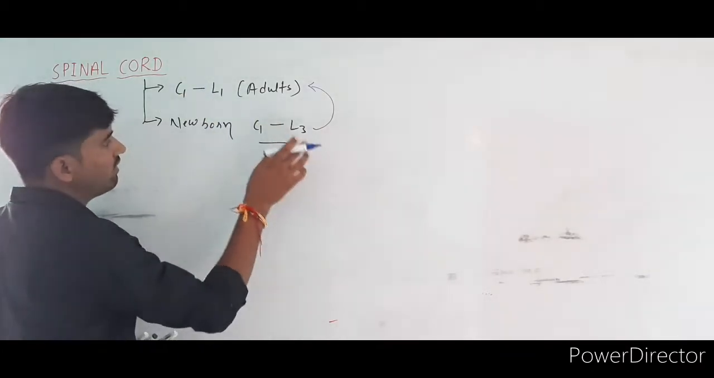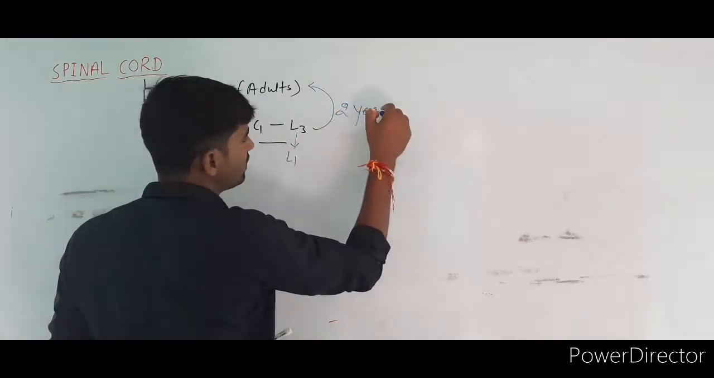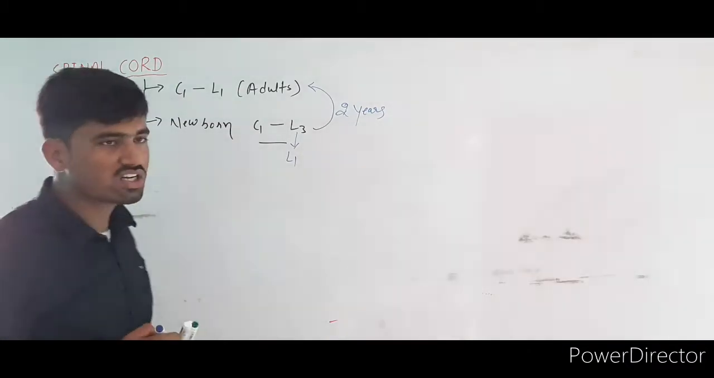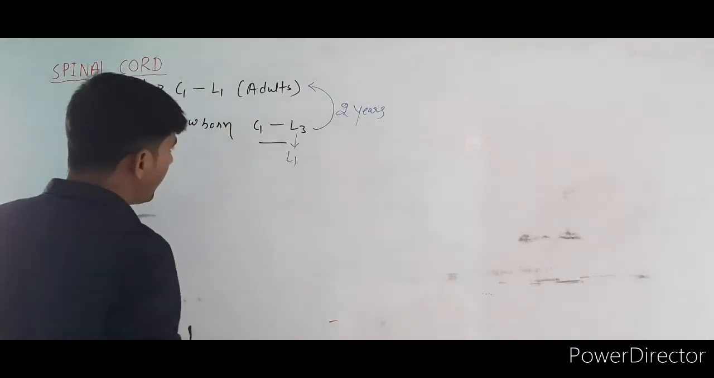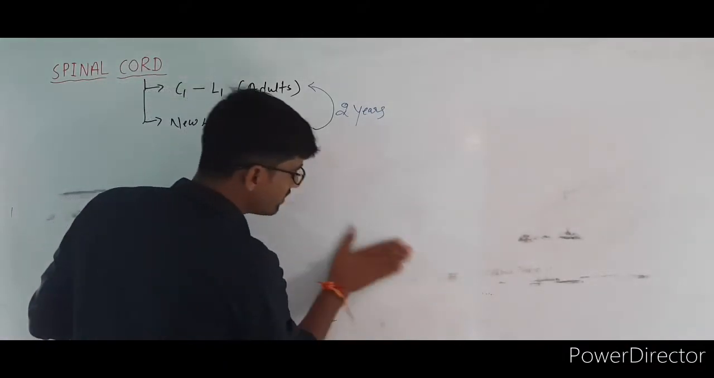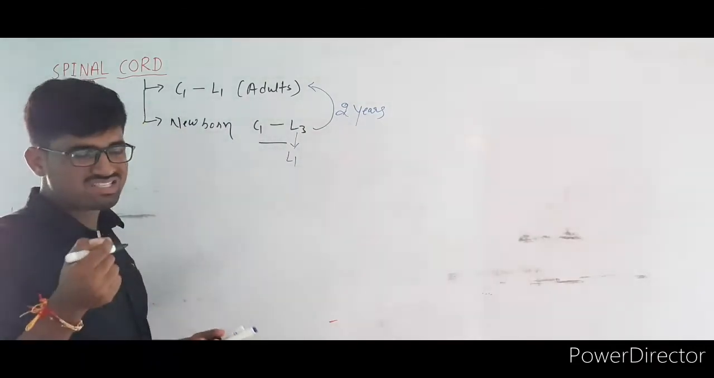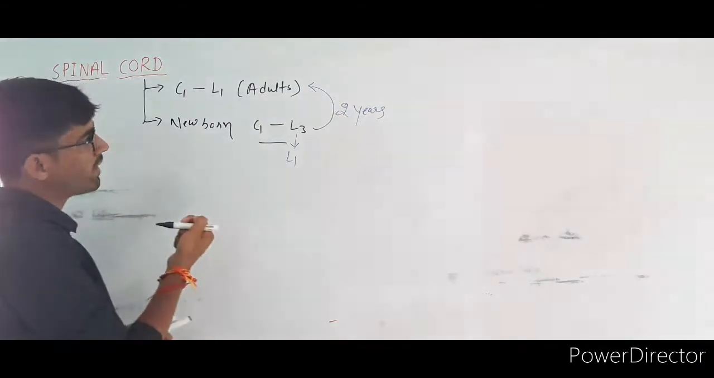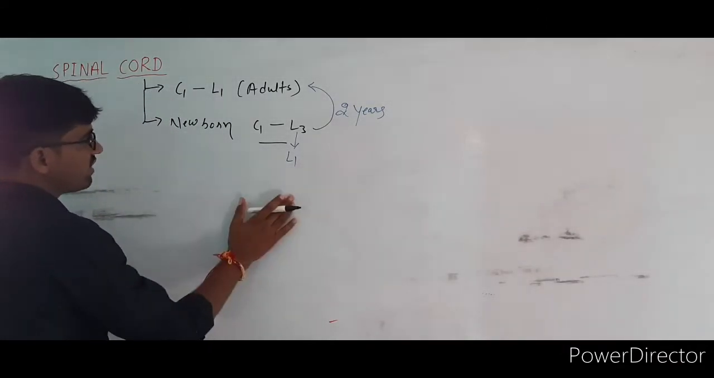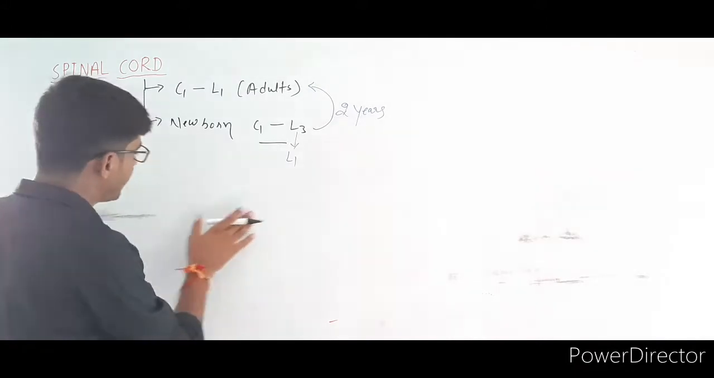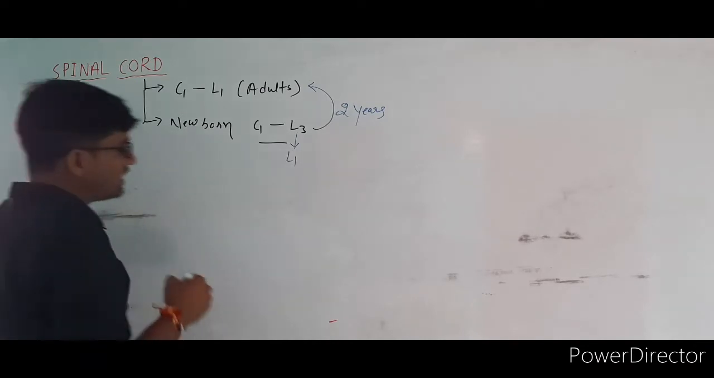In the adults, it will change to C1 to L1, and it will take around 2 years. So this is the thing: first of all, you have to understand the extension of the spinal cord. Now I am going to draw one diagram of the spinal cord. But before that, can you tell me about lumbar puncture? We do it for CSF, taking CSF out from the spinal canal. In between which vertebrae do we have to do that? That is between L3 and L4. Very important question, between L3 and L4.